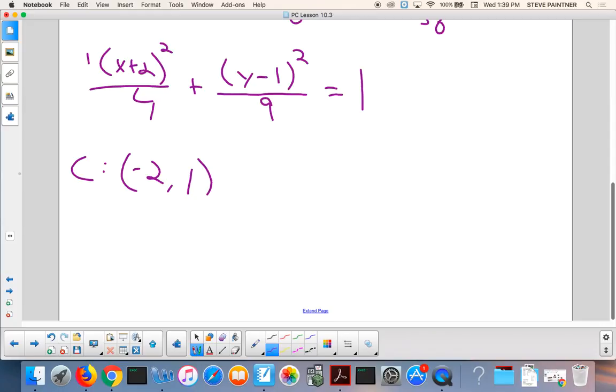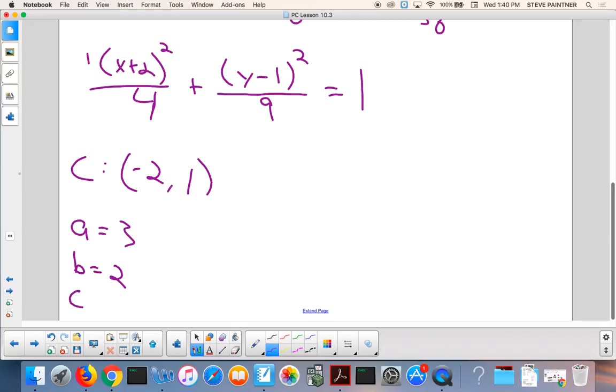What's my a value? 3. 3? Okay, how'd you get that? The bigger one is going to be the major axis, and that's a squared. Yeah, the bigger one is always a, and this is a squared right here. So a is equal to 3. What's b equal to? That should be a 4. So b is equal to 2. That's for our minor axis.